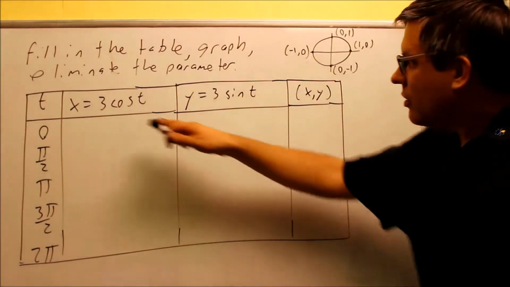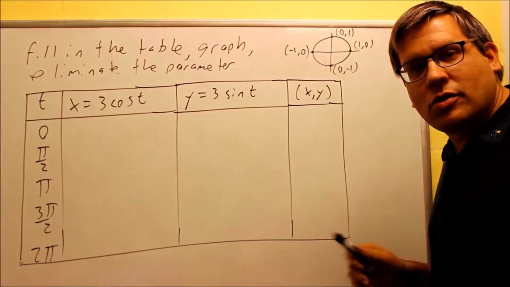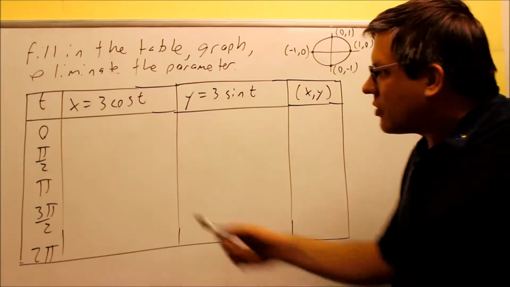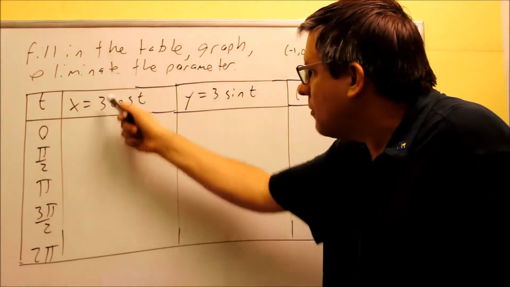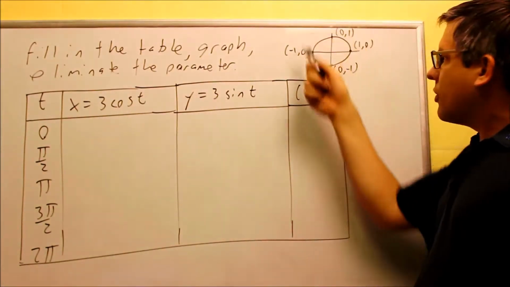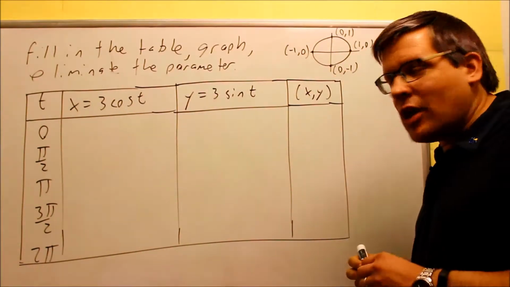Alright, we have another one that involves the trig functions with parametrics. So let's do the same thing we did before for the previous example. We're going to take the values for t, put them into each of these. We have our unit circle up here as a guide. We can put in the same values that we had before.